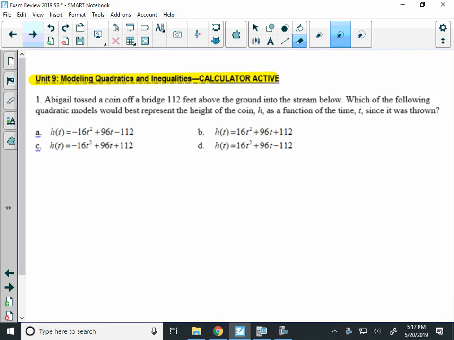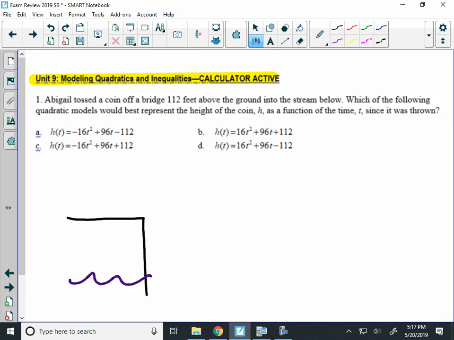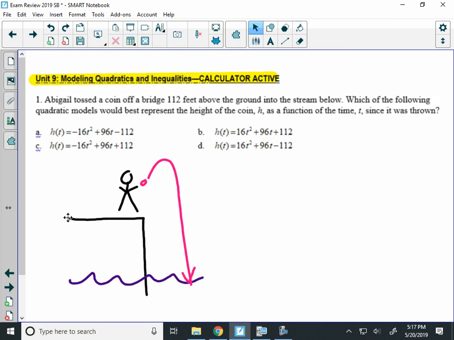It says Abigail tosses a coin off of a bridge 112 feet above the ground to the street, which models the height of the coin. Well, think about what's going to happen here. Abigail's standing on a bridge, and there's a stream. Here's Abigail. She tosses a coin into the air. It's going to go up, and then it's going to fall down into the ground. So this is a parabolic shape of the toss, and it looks like an upside-down parabola.